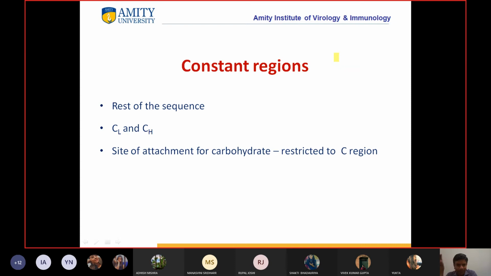So the first 110 amino acids was the variable region, and the rest of the region is the constant region domain. The rest of that is the constant region, and that is written as CL and CH. So students, again, what is CL and what is CH?